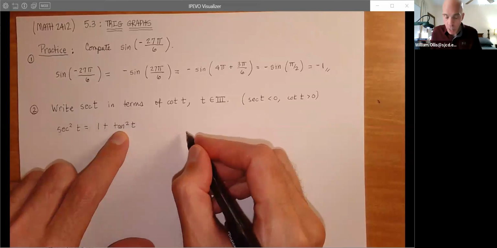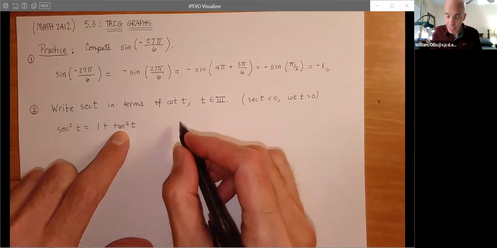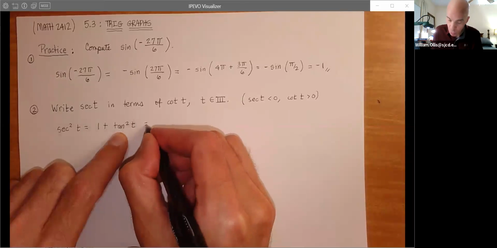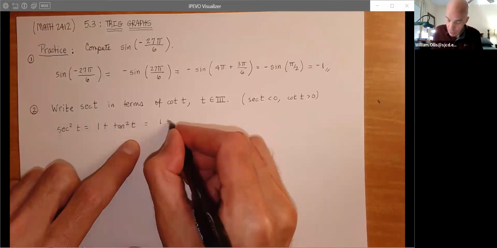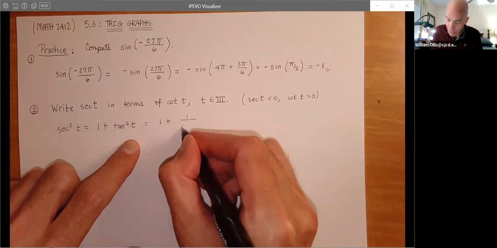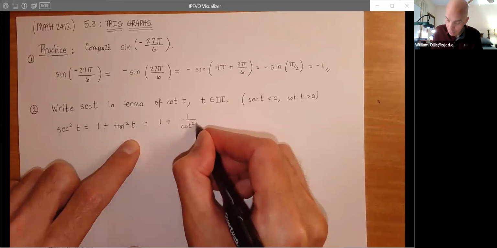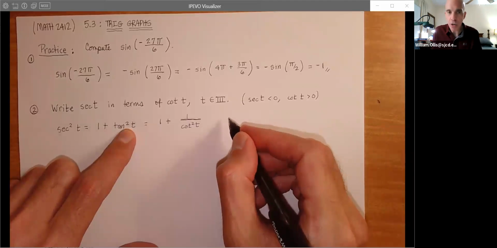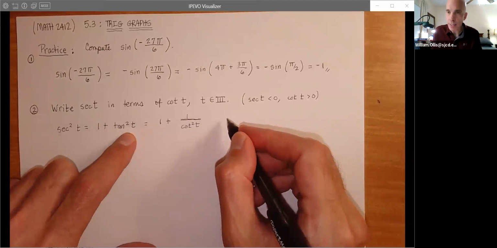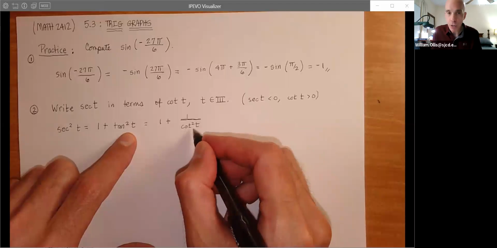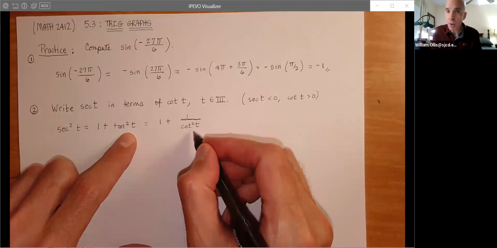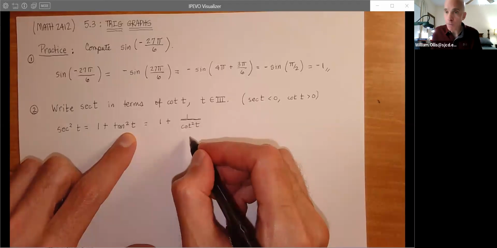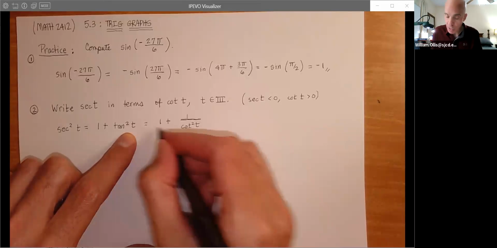Now, of course, we want to use cotangent, so we know tangent is the reciprocal of cotangent, so we can just write this as 1 plus 1 over the cotangent squared, using our reciprocal identities. And of course, I'm using the shorthand notation for tangent of t quantity squared. Remember, this shorthand notation may be a little odd right now, but it's going to help us make our work a lot more efficient. So please get accustomed to using these.